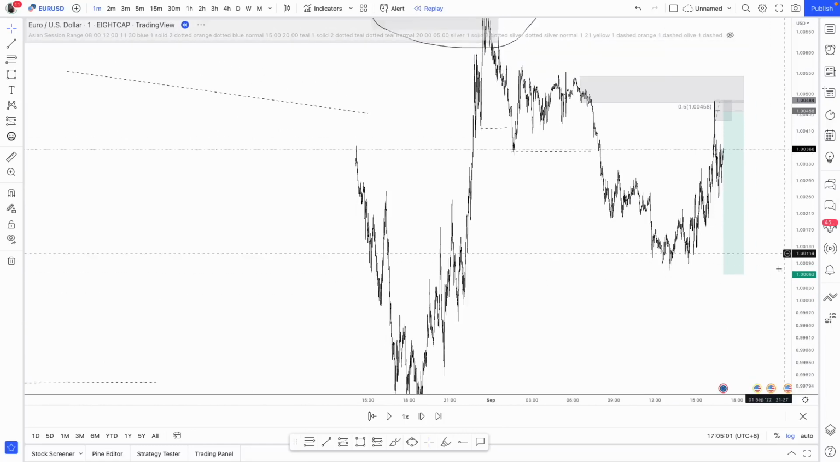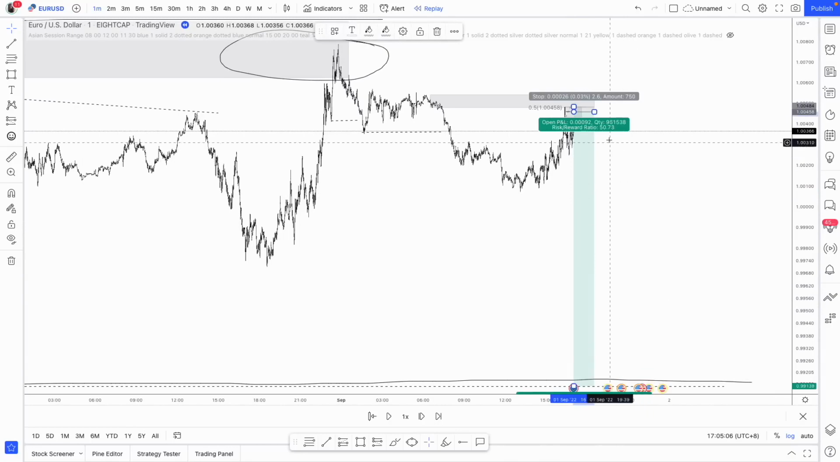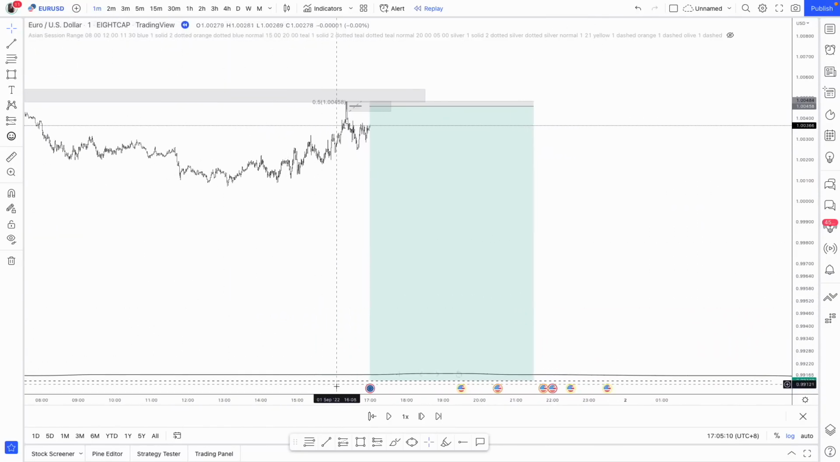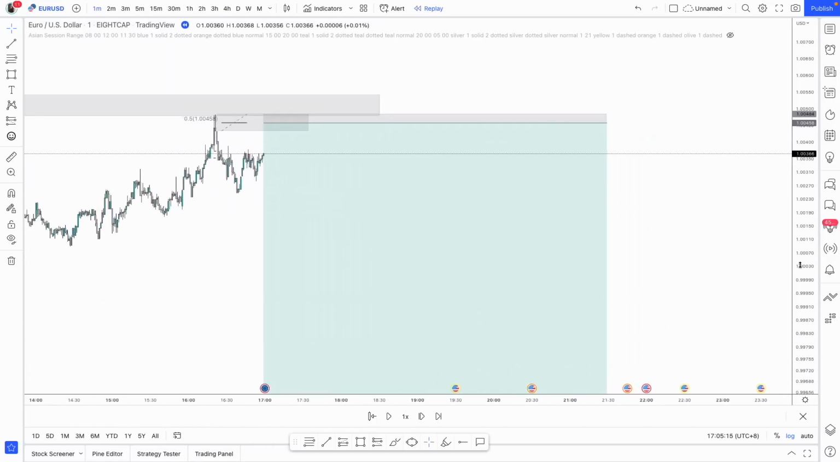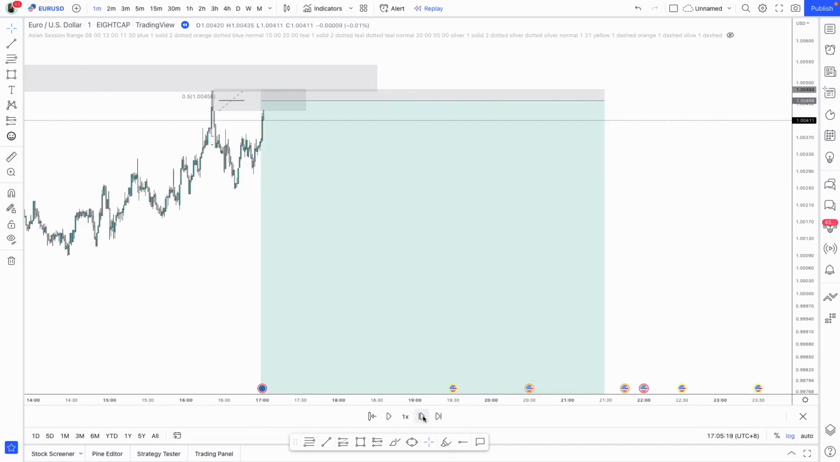Amazing. Now we know where we want to get in the market, and we know where we want to get out. The rest is just a waiting game. If we are correct, we are making a lot of money. If we are incorrect, we are losing a small amount. It's a great risk to reward. Let's see how price plays out.